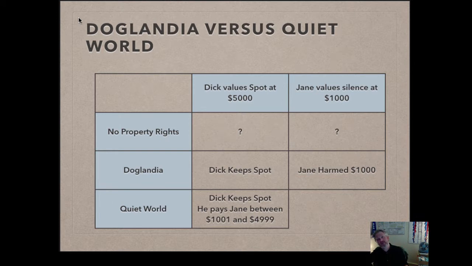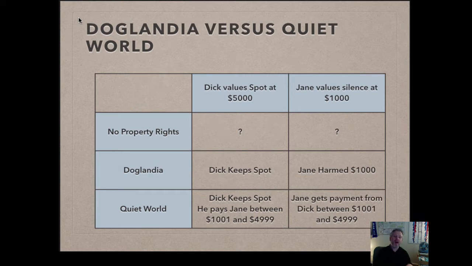She gets compensated for her silence being violated, and he gets to keep Spot. All right. So notice that he keeps Spot. Jane is then given the payment of between 1,001 and 4,999. Notice the outcome here is the same in terms of the thing causing the disagreement between them. He gets to keep Spot. All right. So the thing causing the disagreement, that stays the same. Dick keeps Spot.